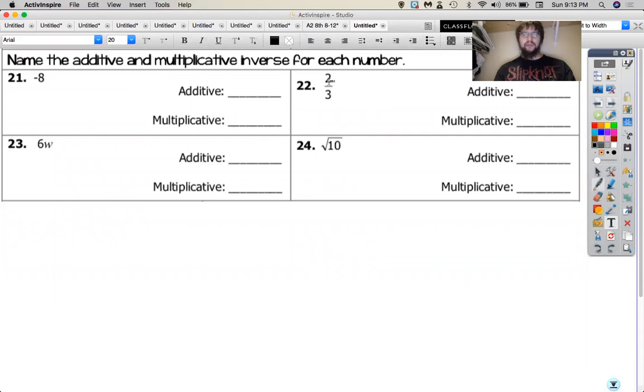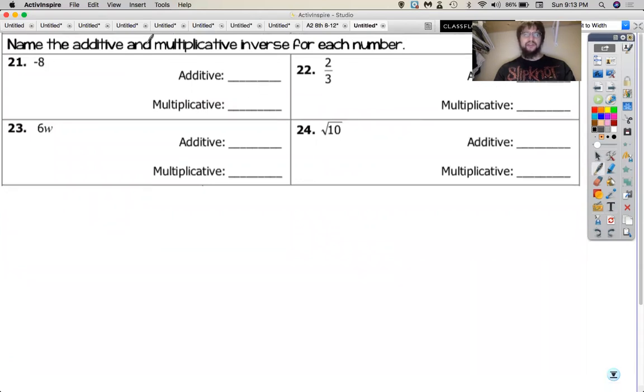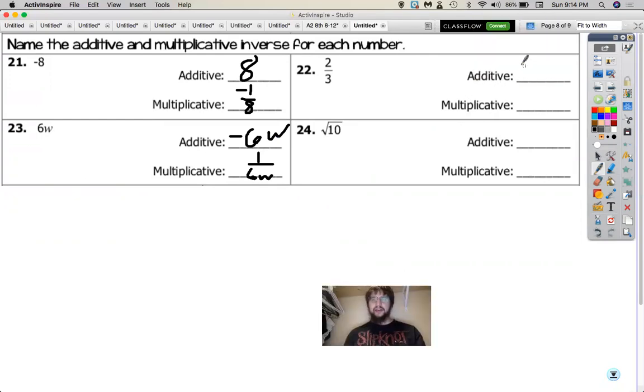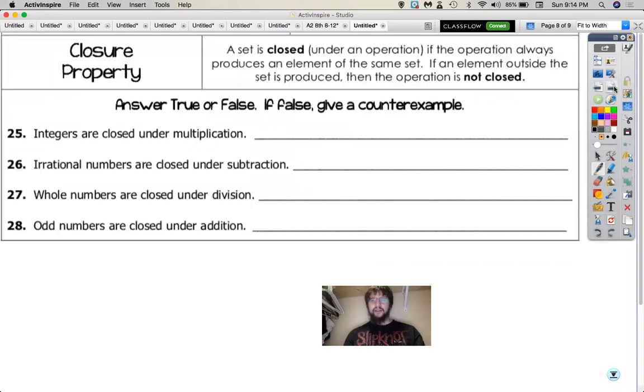Name the additive and multiplicative inverse for each number. Let's do 2 of these. To get -8 to be a 0, we need to add 8 to it. To make it equal 1, we need to multiply by -1/8. For 6w, we need to add a -6w and multiply by 1 over 6w. Easy peasy. So, I want to talk about this one. Additive, easy enough, -2/3. Multiplicative, flip it upside down. 1 over 2/3 is 3/2. Boom. So I think that's about it.